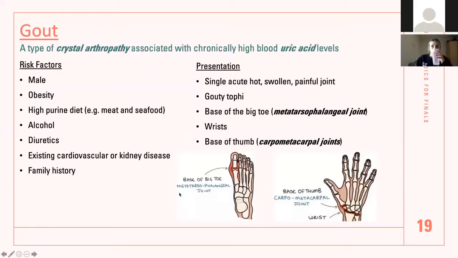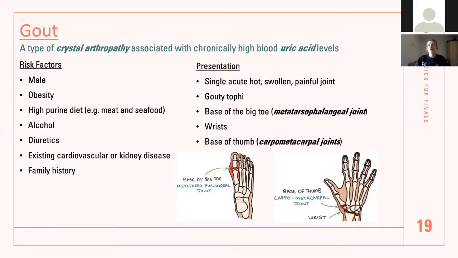So gout. Gout is a type of crystal arthropathy, and it's associated with high uric acid levels. So risk factors for gout are male sex, obesity, having a high purine diet, so red meat and seafood, alcohol, taking diuretics, existing cardiovascular or kidney disease, and also having a family history of gout.